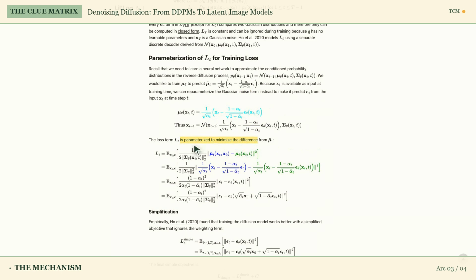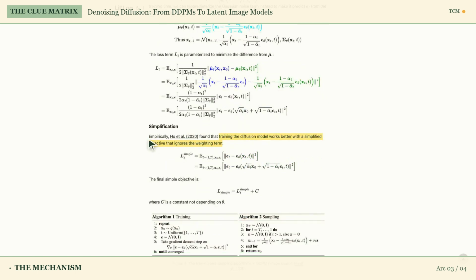That's the core mechanism. The model learns by minimizing a loss function. Initially, the objective is complex, comparing distributions. So the network is trained to get as close as possible to the actual noise that was added at that step? Surprisingly, the original DDPM paper found that training the diffusion model works better with a simplified objective that ignores the weighting term. Wait, they simplify the loss and it works better? That feels counterintuitive. Less precise math gives better results?